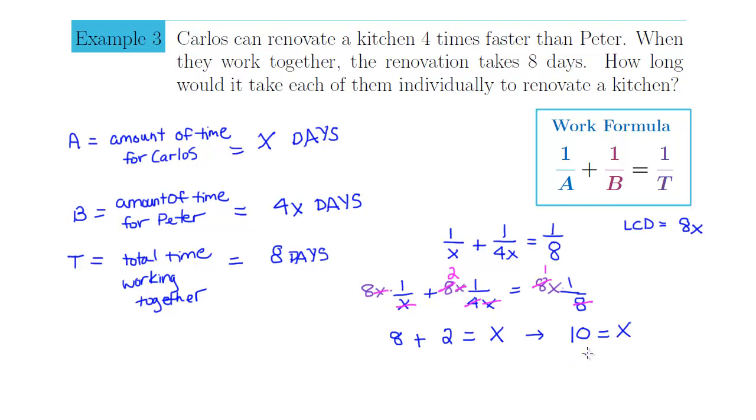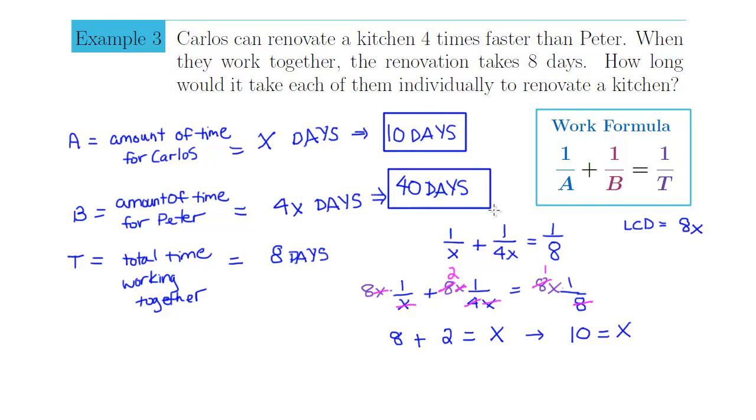What do you know? In other words, let's take this and go back. The amount of time for Carlos to renovate the kitchen would be x days, or 10 days, according to our result. And the amount of time for Peter would be 4 times x, or 4 times 10, which would be 40 days. That solves our problem.